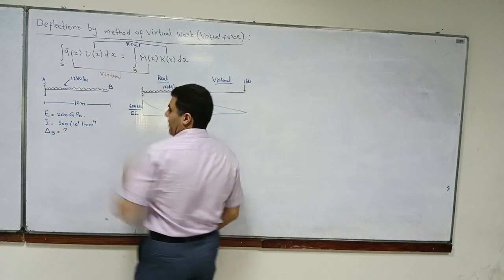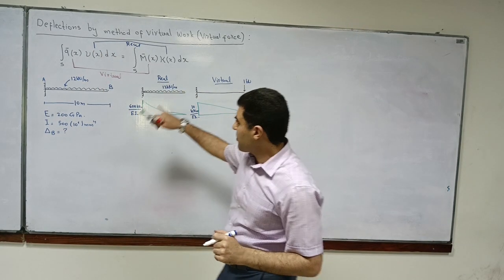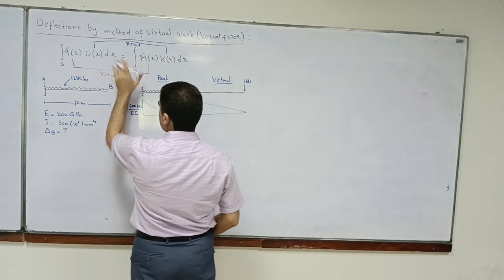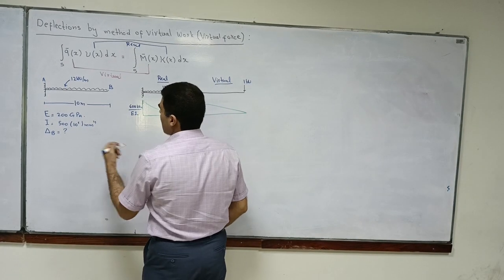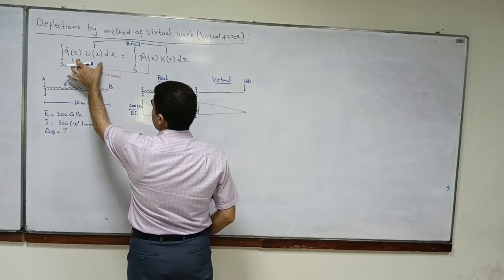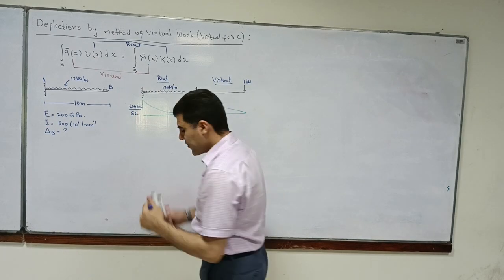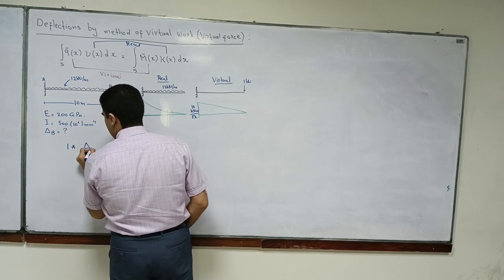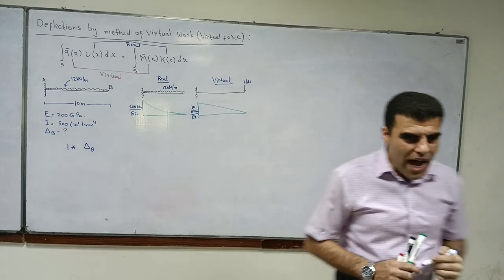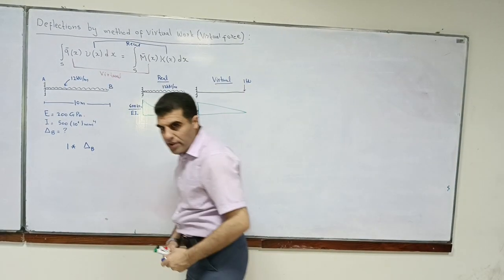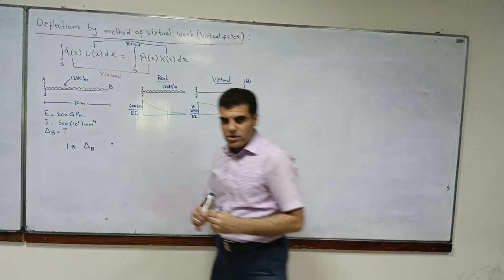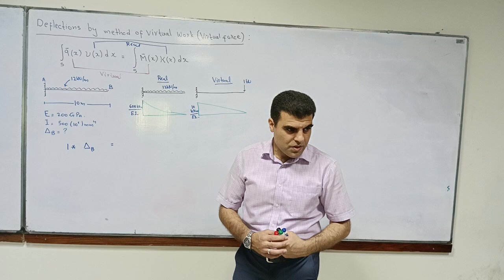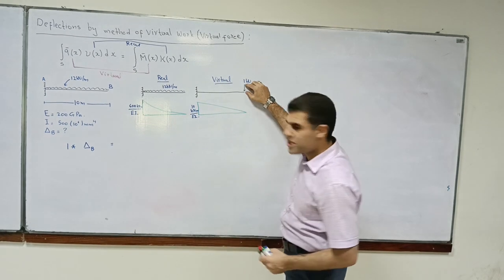Now, let us write this equation, tailored to your beam problem. Let us adapt this to the beam problem. This is the external work. This is the internal work. What did we say? The external work is equal to 1 times delta B. Can we write that? Why can we write that? 1 times delta B, and there is an integral. Why just 1 times delta B? The external force is 1 kilonewton, isn't it?